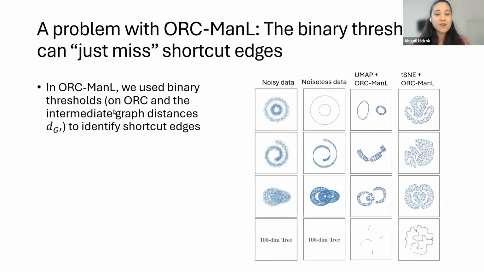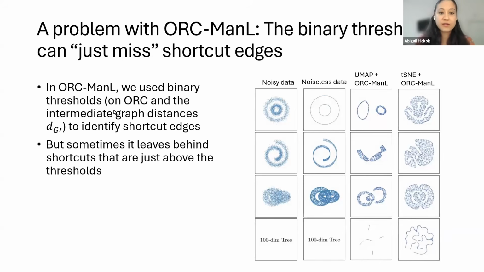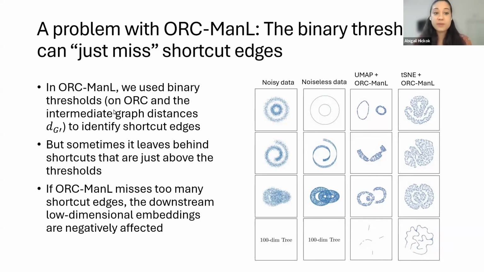ORC-ManL is really nice and does a good job of pruning shortcut edges, but because the algorithm uses two binary thresholds, one on the ORC and one on those intermediate graph distances, you can just barely miss some of the shortcutting edges. Either the ORC was just a little bit too high for it to get pruned, or that graph distance was a little bit too short for it to get pruned. If we miss too many of these shortcutting edges, suddenly those downstream tasks don't work as well.